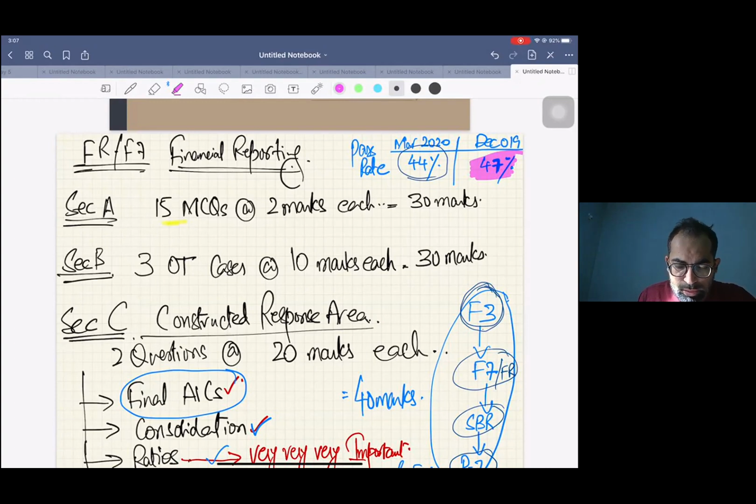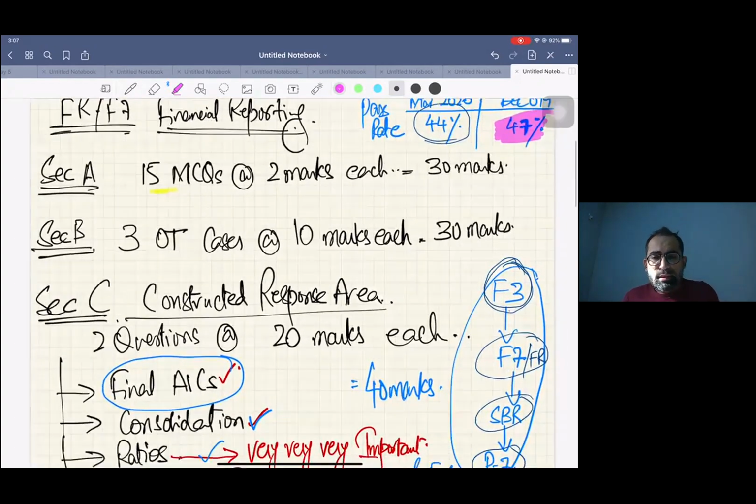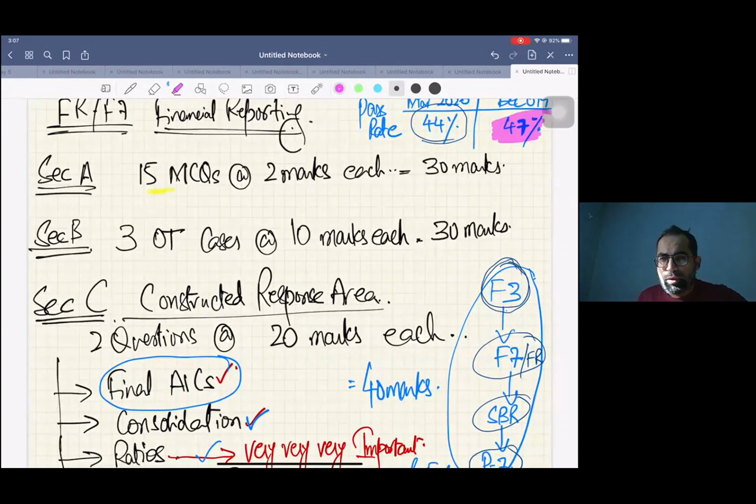Now the question is, what's the paper format? The paper is 100 marks in total, and there are 3 sections. Section A has 15 MCQs, 2 marks each, and this is a total of 30 marks.